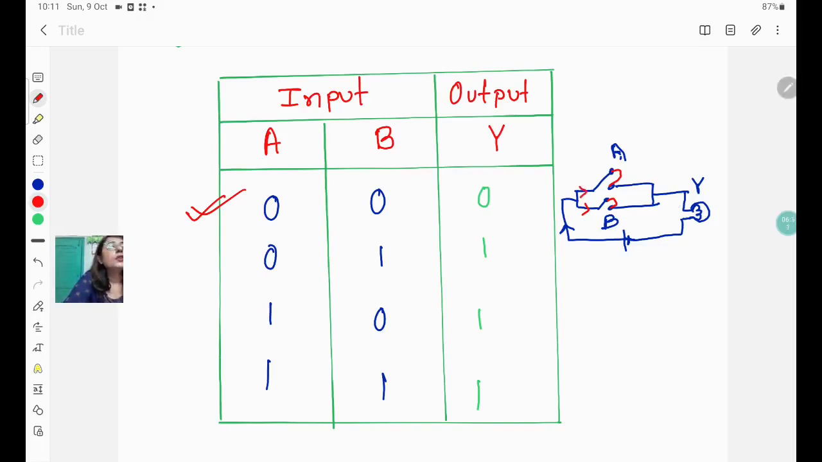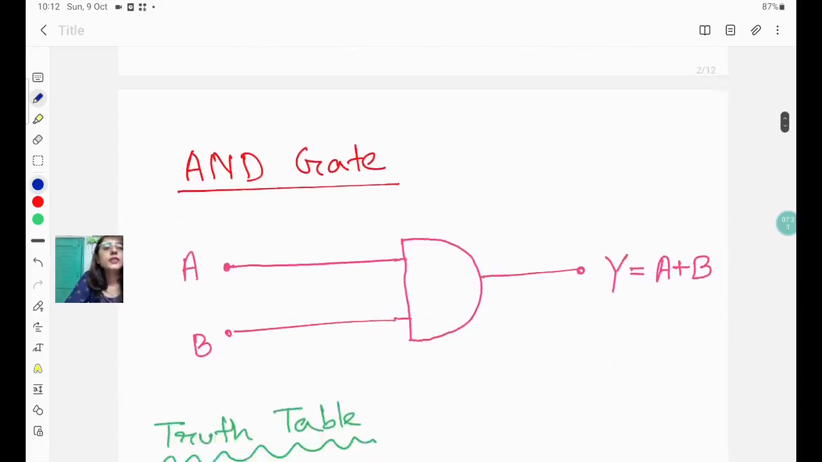And the final scenario, if both are open, that is 2 are 0, in that scenario only the current will not flow through the circuit because both of them are open. So in this scenario, that is 2 of them are 0, in that case only Y will not be enlightened. Otherwise, if A is on or B is on or both of them are on, then the Y, that is the output, will shine, that is Y will be on. Okay, the next one is the AND gate.